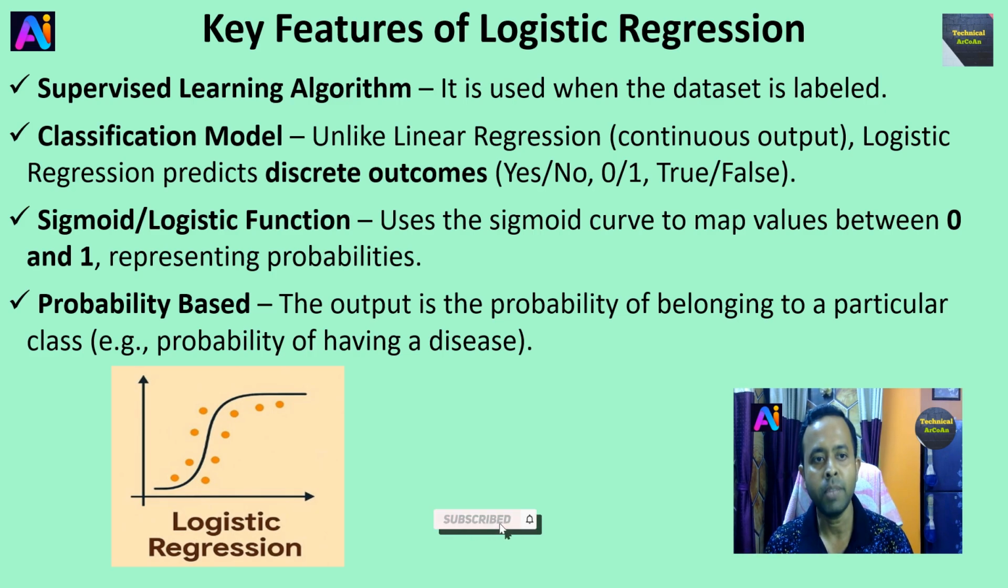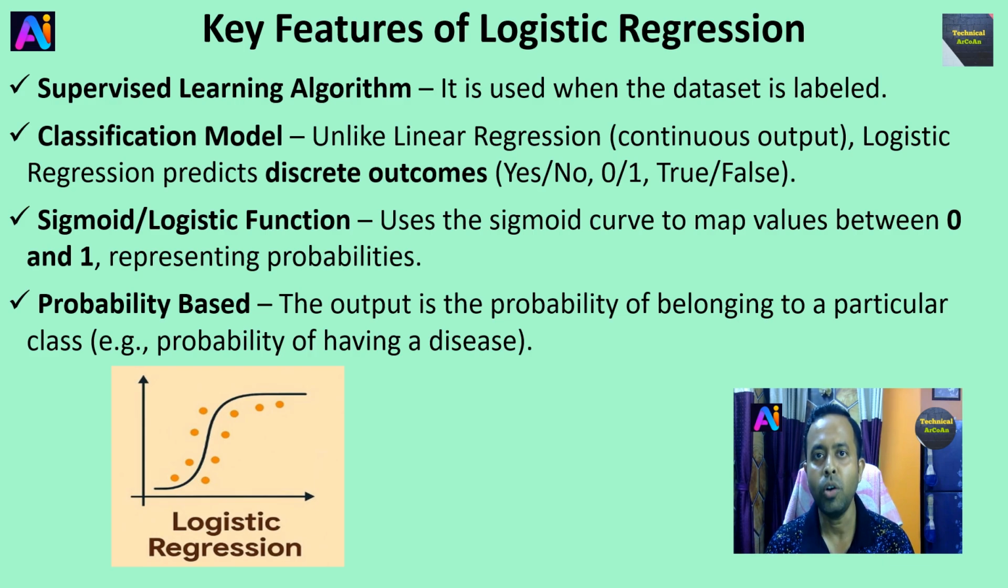The sigmoid or logistic function uses the sigmoid curve to map values between 0 and 1, representing probabilities, and the curve looks like an S. You will see it looks like an S later. It is also probability based: the output is the probability of belonging to a particular class. For example, the probability of having a disease or not, survive or not survive, like that.